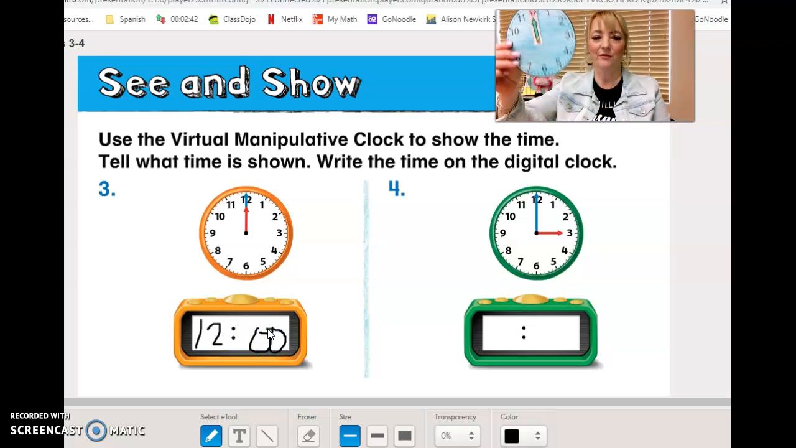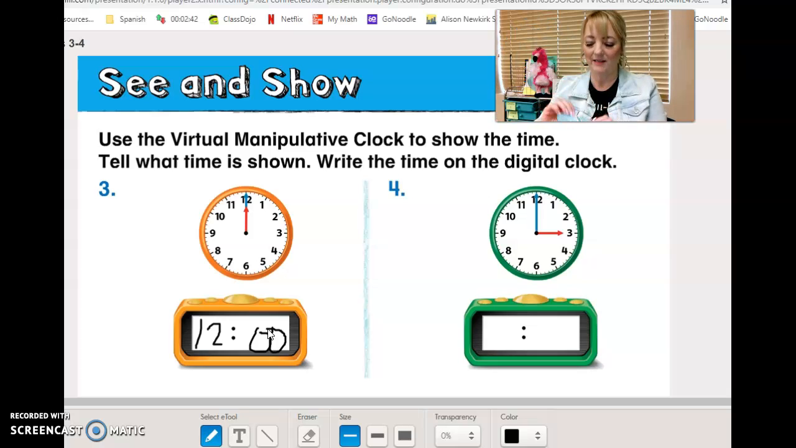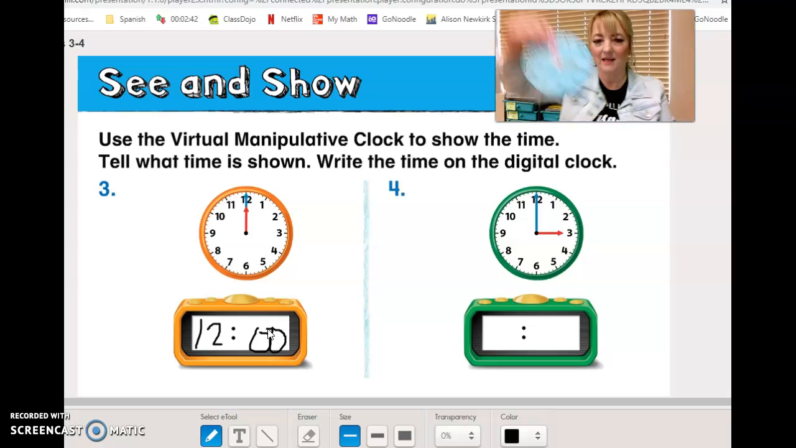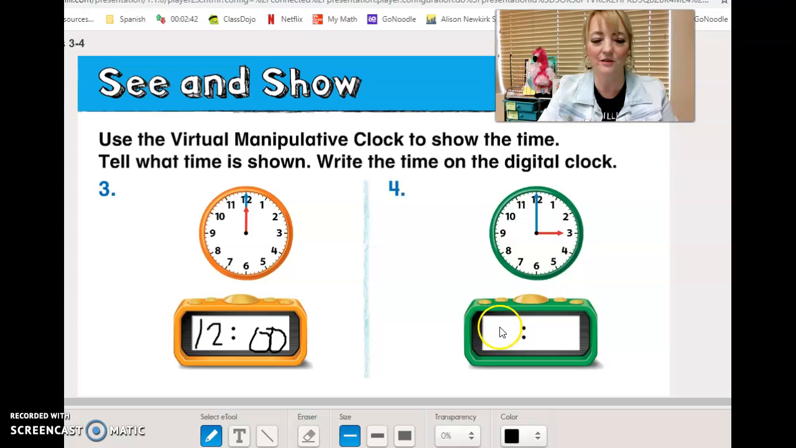Okay, let's look at number 4. It looks like the hour hand is pointing at the 3. So we would say 3 o'clock. And then let's write it on the digital clock. 3 separated by the colon. O'clock.